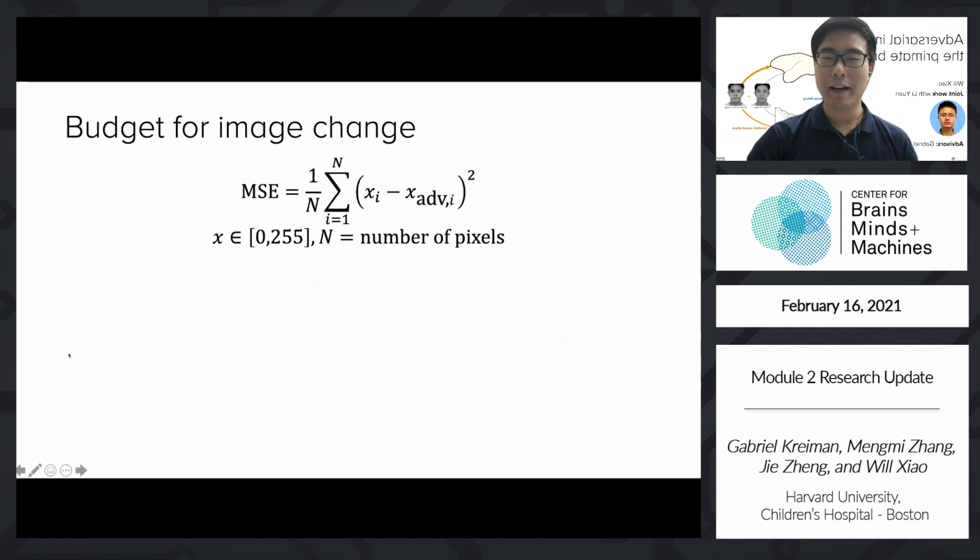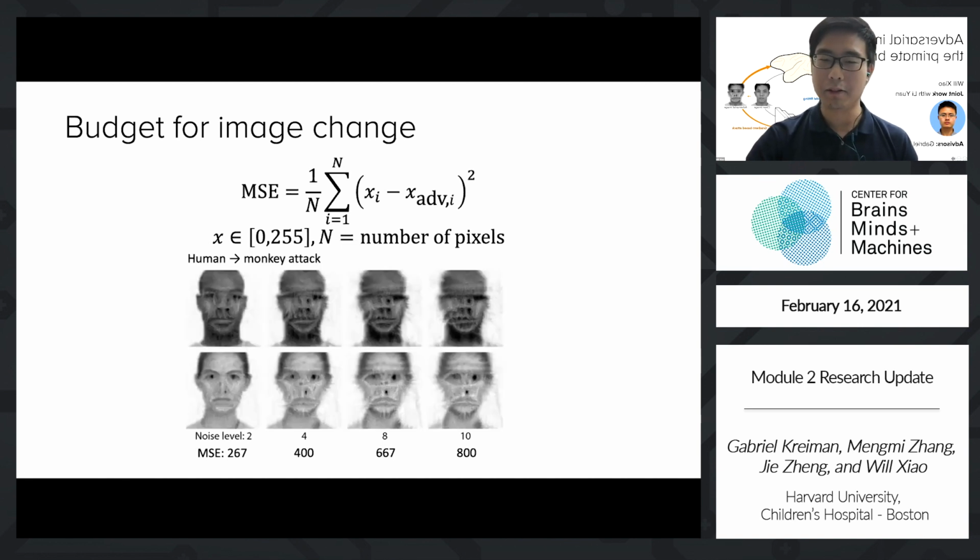Okay, so now that we have this algorithm to make images, we also want to define the budget allowed for image change. And for this, we just used a simple metric, which is mean squared error of pixel value change. This is directly proportional to the square of the L2 metric commonly used in the attack literature. So the levels we used, we capped the MSE at 800 with pixel values ranging from 0 to 255. And we tested 10 linearly spaced levels from 200 to 800. And here are some example human to monkey attack images at these various noise levels.